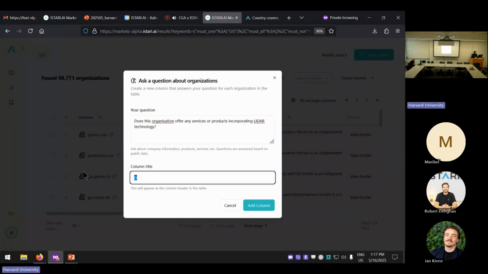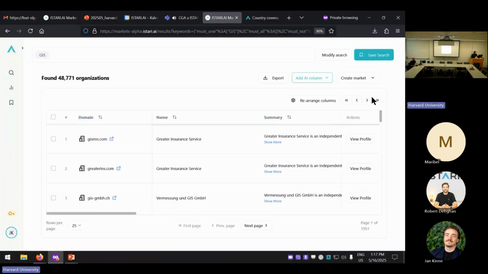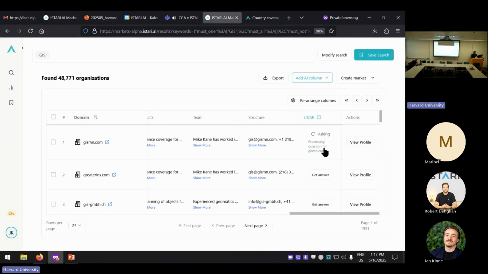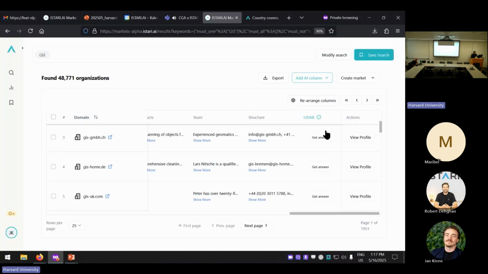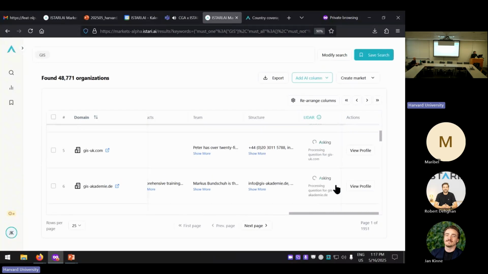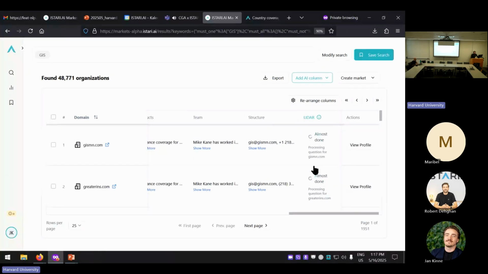And I can say, okay, I want to call this new column LiDAR, and I can add that. Now I've created a new column, and I can send an AI agent to this website again and answer the question that I have about this company, right?